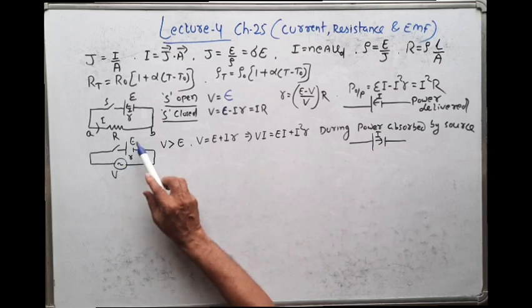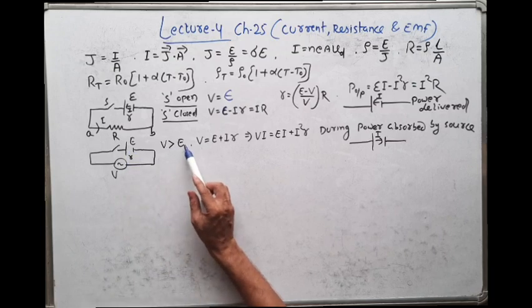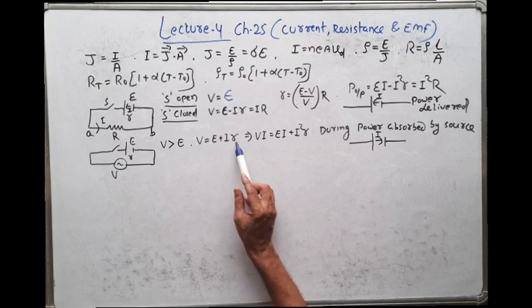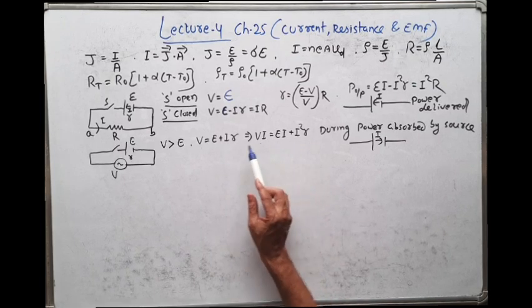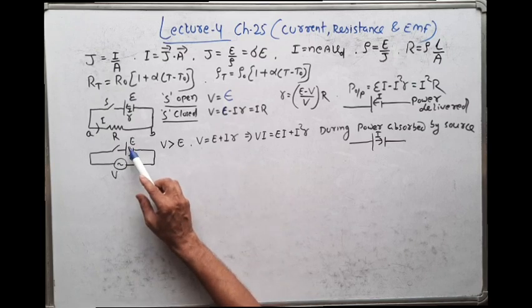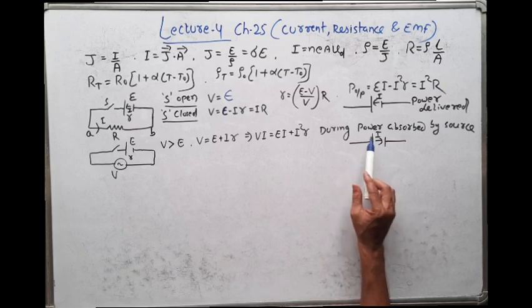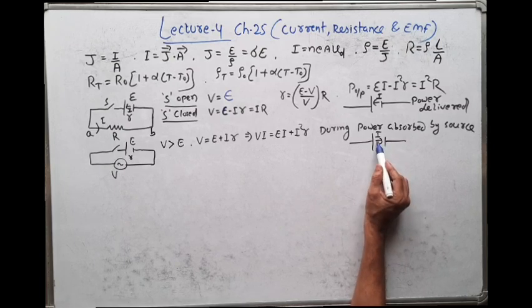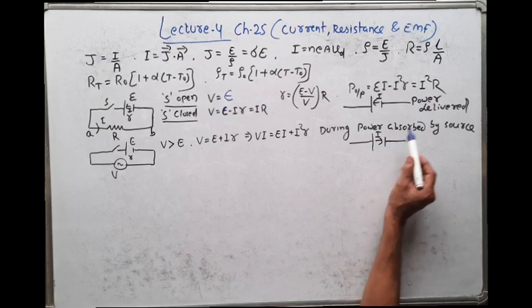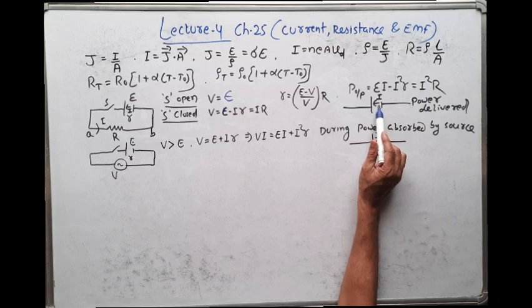Here we are charging this battery. So V is greater than E, or V is equal to E plus I r. This is the power relationship between the source and the EMF, the circuit during which power is absorbed by the source. When power is absorbed by the source, the direction of current inside the source is from positive to negative. When power is delivered by the source, the direction of current is from negative to positive.